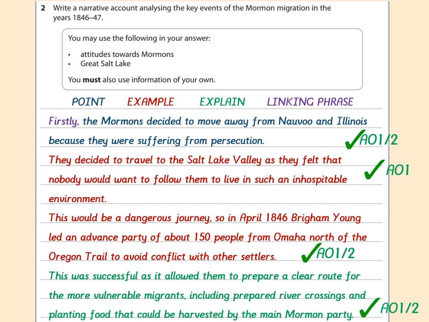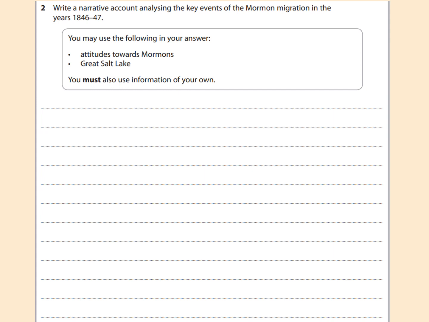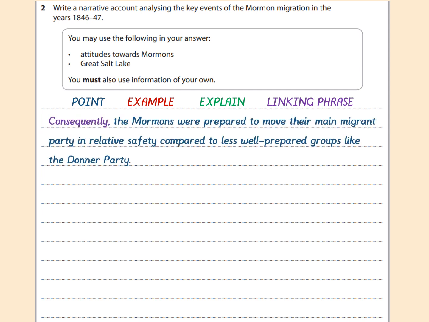And then again some AO1 and AO2 in that last bit there, where it shows that the plan is to bring the vulnerable migrants along next, once the heavy lifting, if you like, has been done planning the journey. So I've begun to tell my story, but I've not finished yet. I've got the start, I now need to get the rest. So let's have a look at this next section. Point, example, explain, and again, check out those linking phrases.